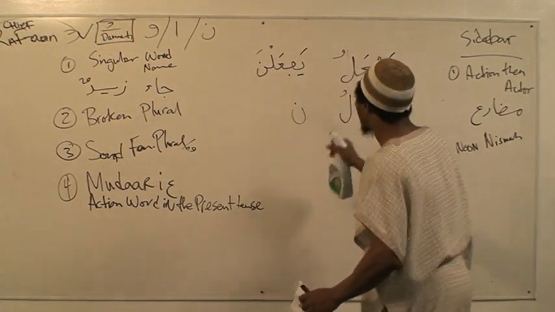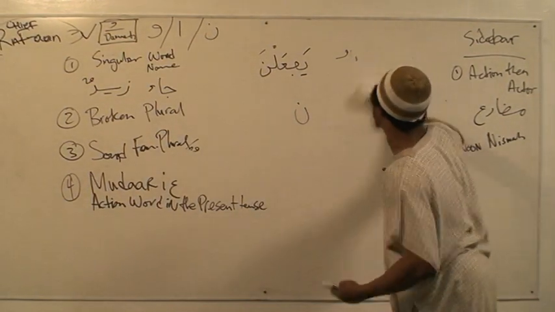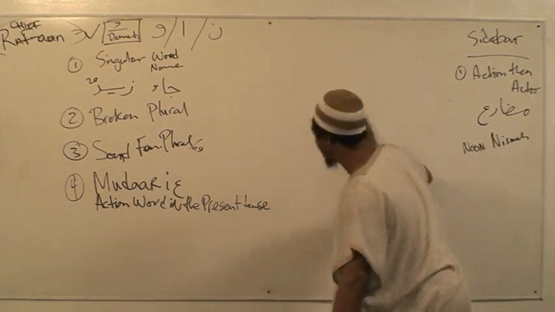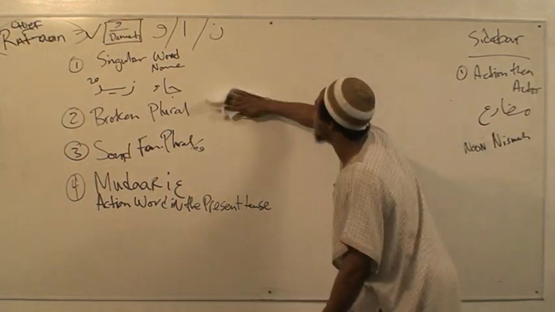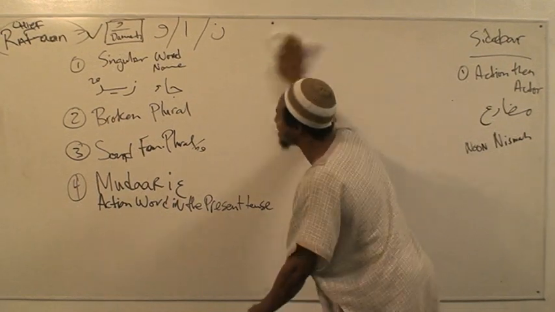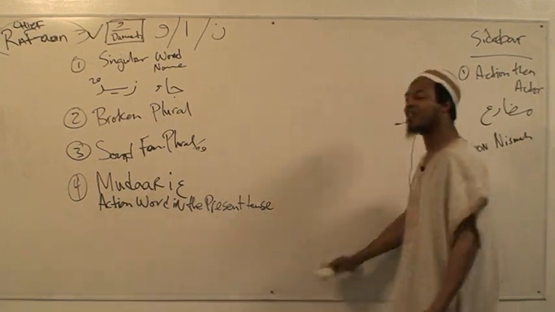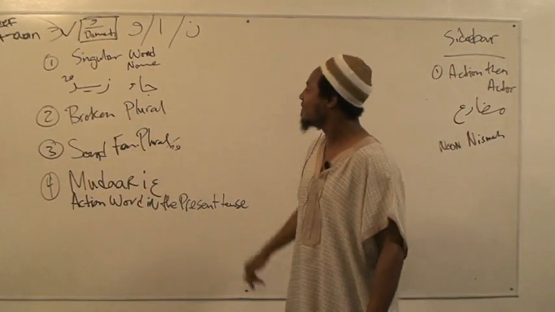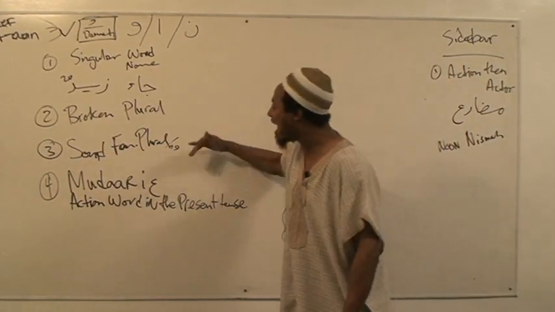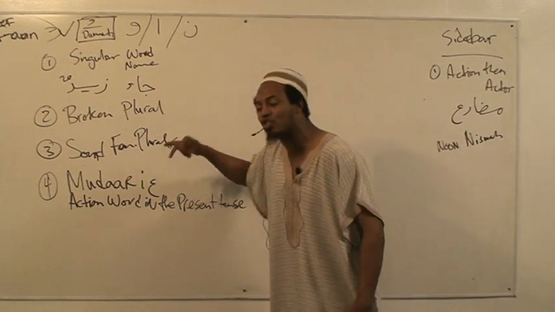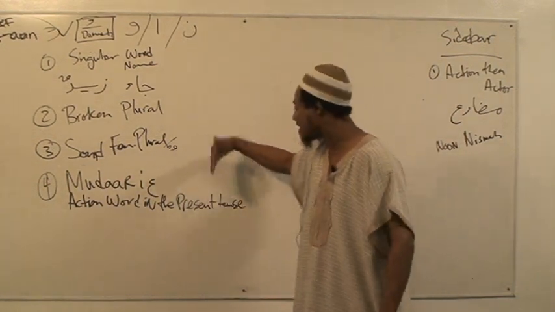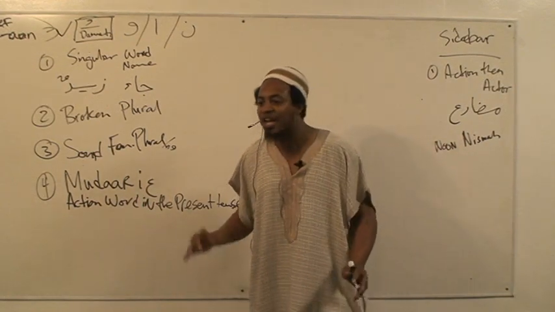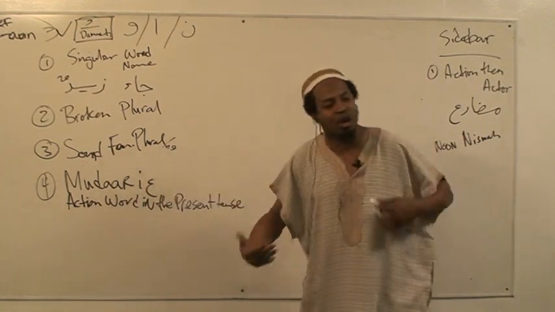No more examples can be used to give you something that says it's in the raf'un case with the dhamma. Now if you want to make it raf'un, it has to be with any other type of word. So how many types of words are there? 4. There's the singular word, the broken plural, the sound feminine plurals, and the mudari', which is the action word that is in the present tense going in the future. Those are the only 4 words that you use a dhamma to represent the raf'un case.